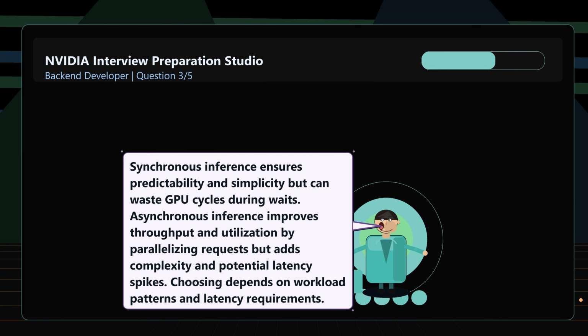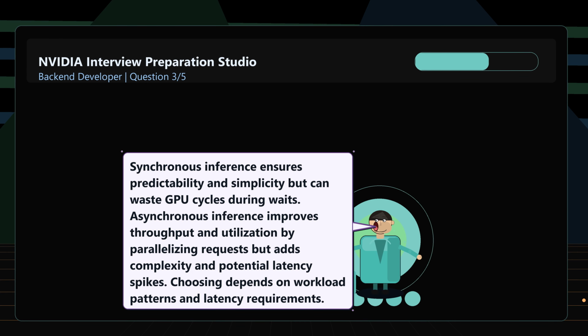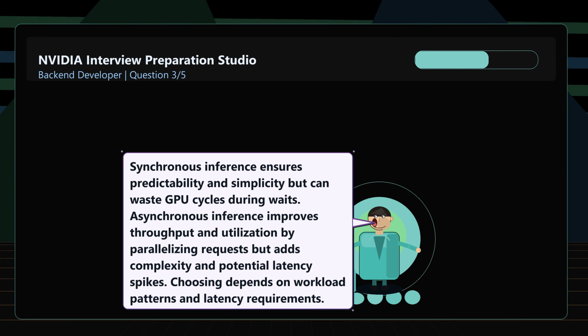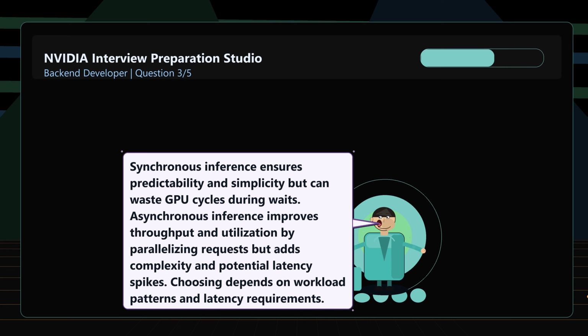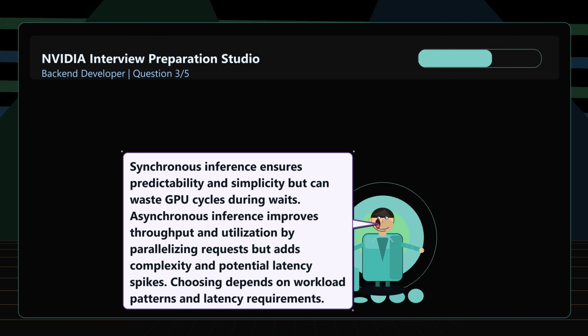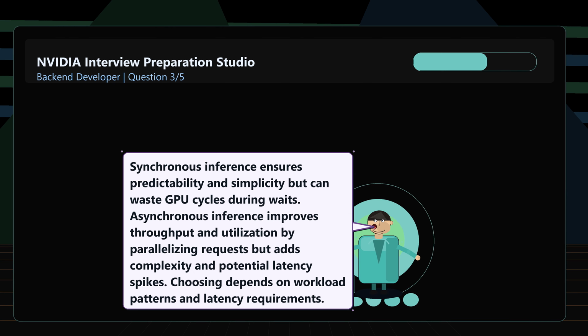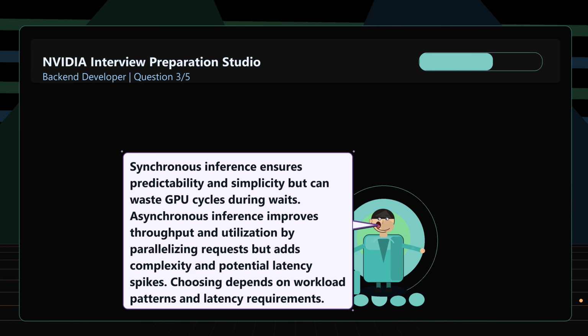For workloads with strict latency SLAs, synchronous might be preferred, while asynchronous suits bursty or high volume scenarios. Edge cases include unexpected request patterns causing queue buildup in asynchronous modes. Overall, the choice depends on the balance between throughput and latency needs, plus system complexity tolerance.